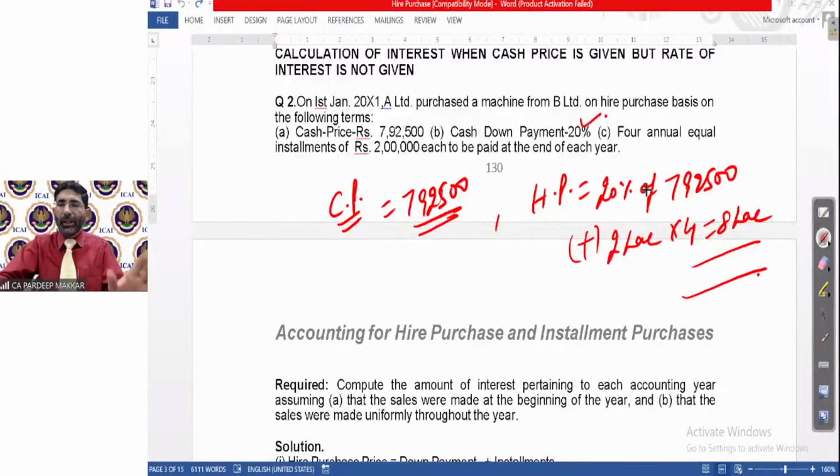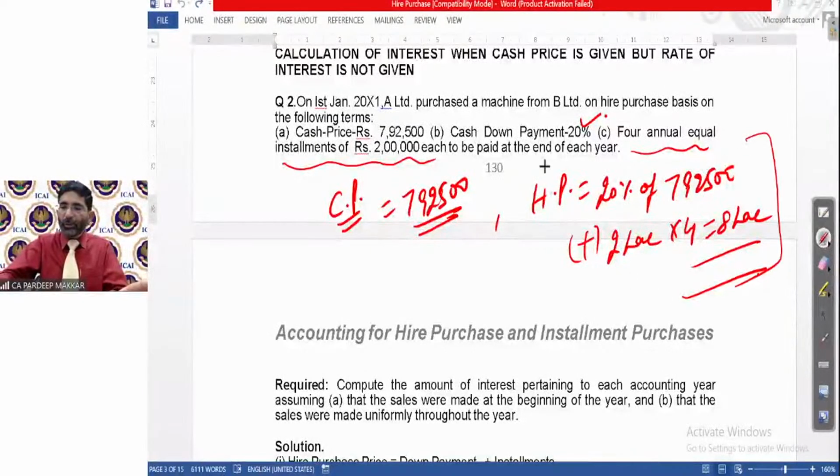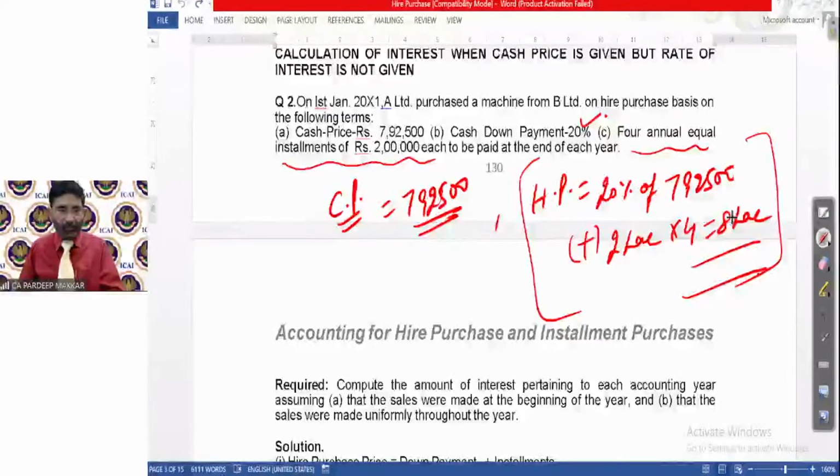So total amount is HP price, because he has already mentioned that the down payment is 20% of the cash price and 4 annual equal installments of rupees 2 lakh will be paid. So the total amount is given to you. So this is called HP price. We know it very well. How much it is? Get it? How much it is? Beta, see how much it came. Fast.